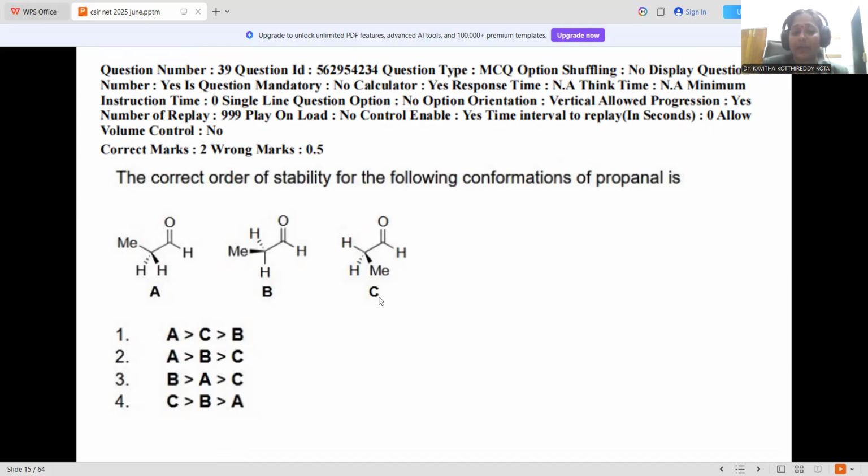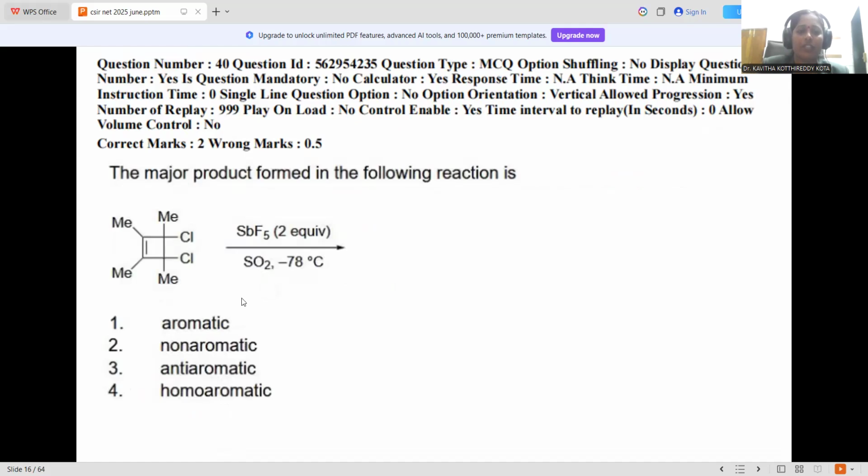Shorter the distance, greater the repulsions, least the stability, option C. That is given in the option number 2. For question number 39, option 2 could be the right answer. Let me go with the question number 40.